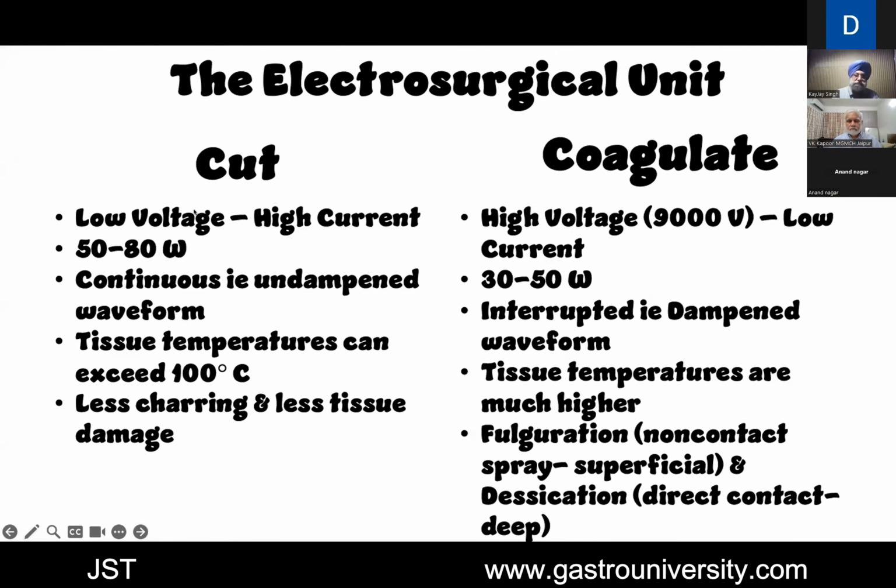So we always prefer a cut or a blend mode. It is very important that the energy setting of the electrosurgical unit generator should be around 50 to 80 watts in the cut mode and 30 to 50 watts in the coagulation mode, for it to function optimally without causing any damage. So generally we prefer cut or blend rather than coagulate. Coagulate, if at all we need it, should be a very, very brief application.